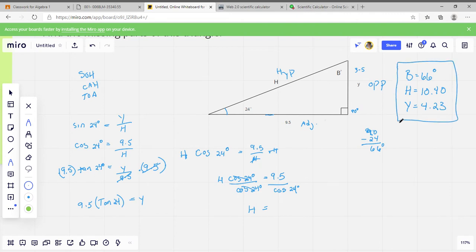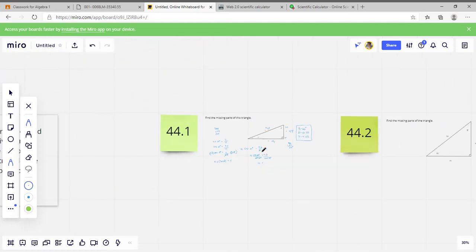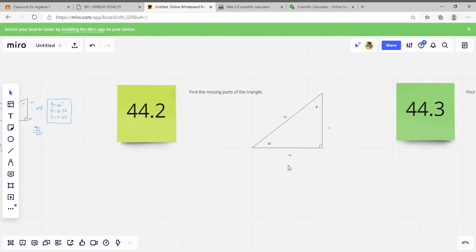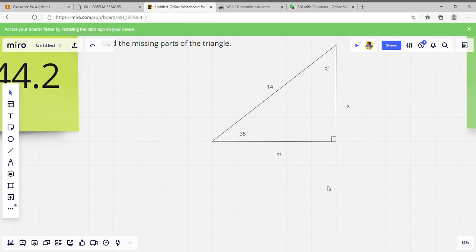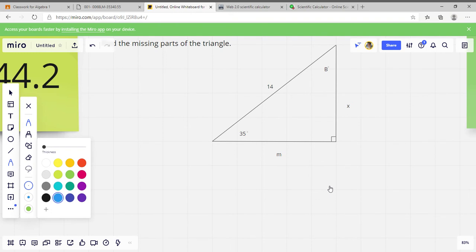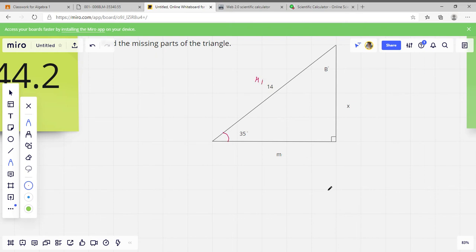All right, so we're using those trig functions that we learned to solve problems. All right, let's try another one. Find the missing parts of this triangle. All right, so first thing we're going to do is label. If this is our angle, 35 degrees right here, our hypotenuse is right here, our opposite is over here, and our adjacent's here. Okay, and we remember SOHCAHTOA.